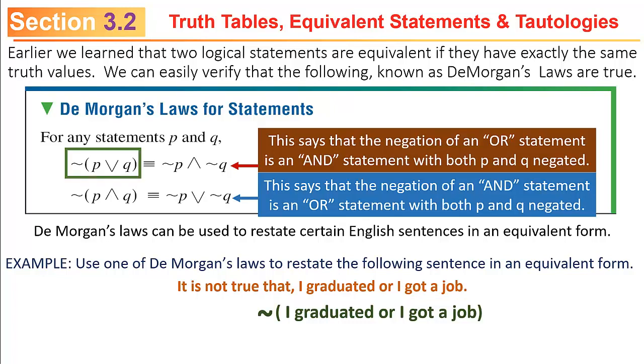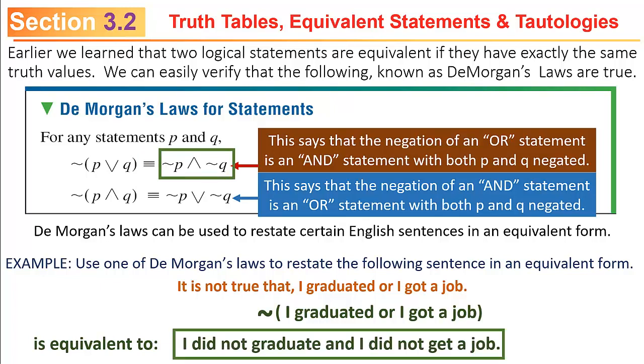If you think of "I graduated or got a job," finding the negation of that, it's like the first formula. It's like the negation of P or Q. So that would be equivalent to the negation of P and the negation of Q. So the negation of "I graduated" would be "I did not graduate." The negation of "I got a job" would be "I did not get a job." And remember, the original OR, when it gets negated, becomes an AND. So the statement, "it is not true that I graduated or got a job," is equivalent, by the first one of De Morgan's laws, which allows us to reinterpret the sentence in an equivalent form, as "I did not graduate and I did not get a job."